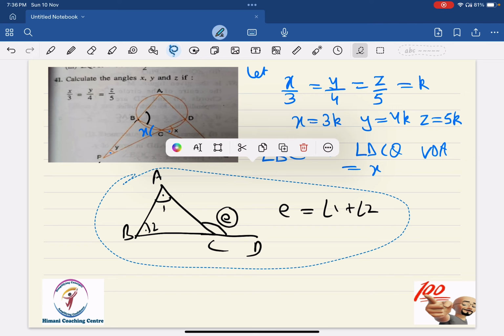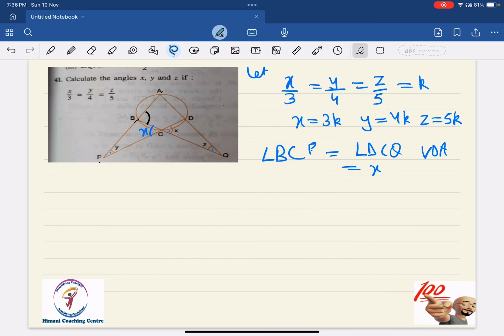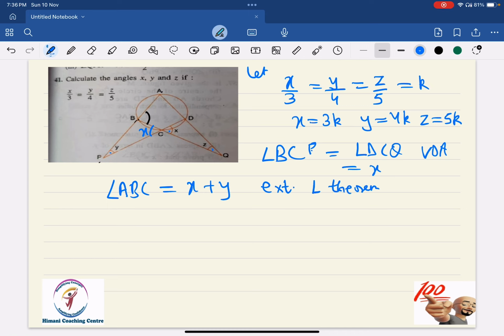Now let us figure this out. We will say that angle ABC is equal to x plus y. What are we doing? We are using exterior angle theorem in triangle CFB. Also, if you look at this triangle now, what will happen? We will get angle ADC, which is equal to x plus z. Again, exterior angle theorem. Now the triangle is DCQ.